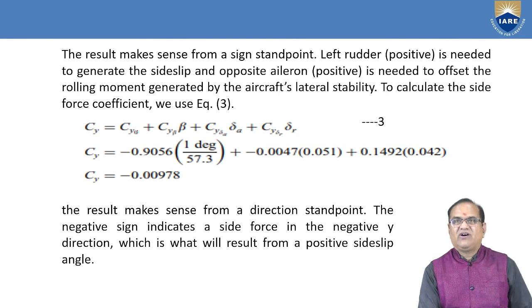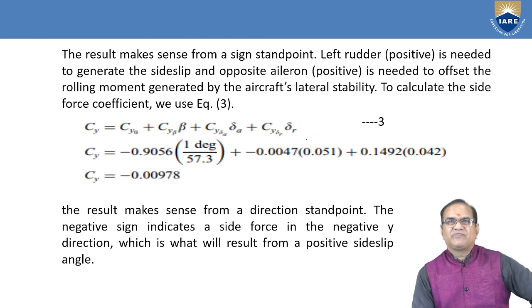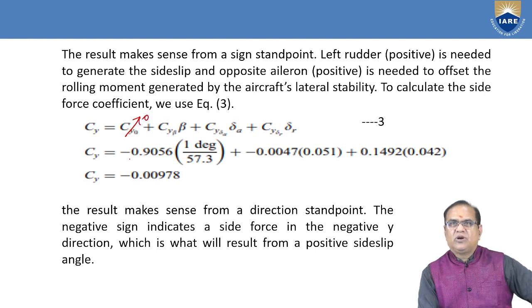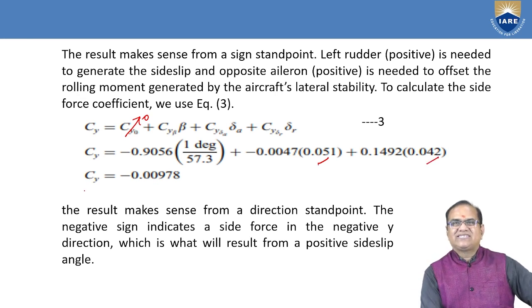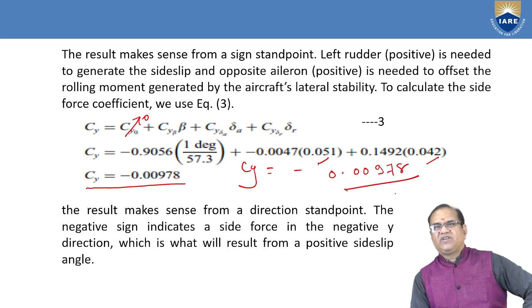It is CY naught plus CY beta into beta plus CY delta A into delta A plus CY delta R into delta R. Here we have assumed that CY naught is 0. So minus 0.9056, 1 degree by 57.3. We got delta A this much and delta R this much. So we got that CY is equal to minus 0.00978. This value we have got.